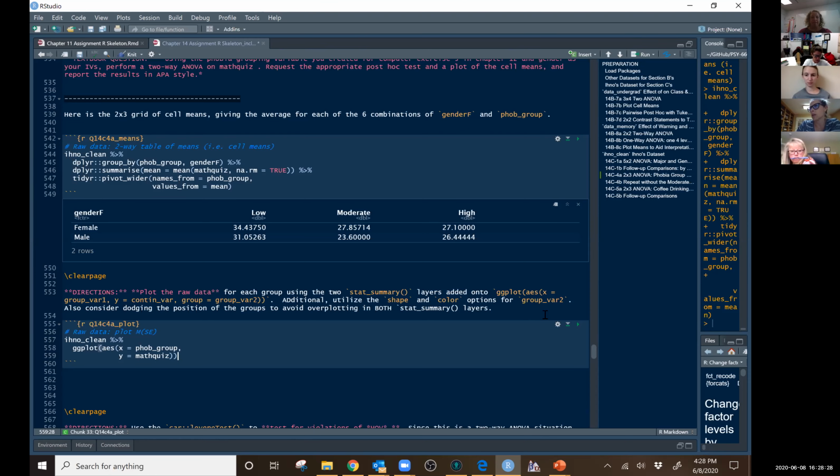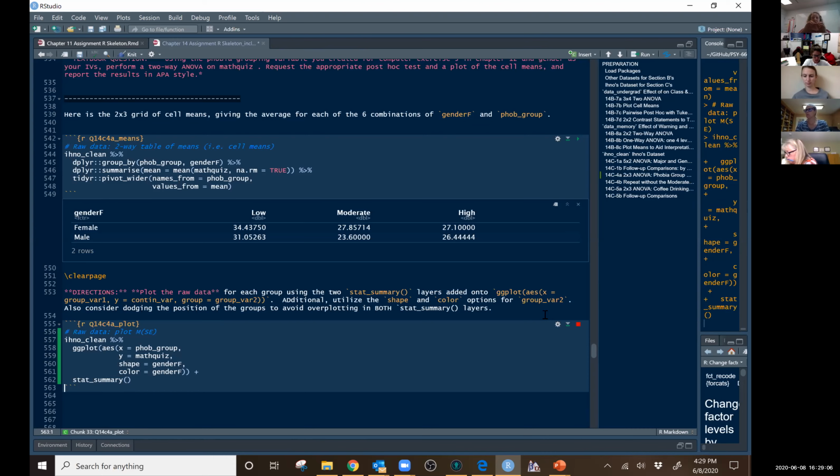Now, if we have another variable, it's a good idea to use that other variable. You can make the shapes of the points different by the other variable. So I can make shapes by gender. You can also do color by gender. You could do both, which helps if you photocopy it. Color is always helpful if you can view it, but if you're colorblind or photocopying, it doesn't always help. So it's good to be redundant there. And then just add on stat summary to make those points with the little whiskers.